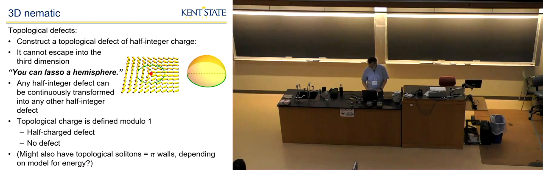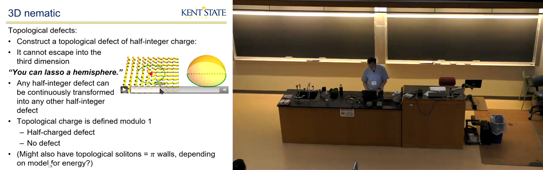Here it's even trickier, right? For a 3D nematic phase, the integer charge defects could escape into the third dimension. But what about half-integer charge defects? Here, if you rotate things in the third dimension, I'm starting with something that looks like a negative half. That's the same picture I was showing you before. Now, I let things rotate in the third dimension, and what happened?